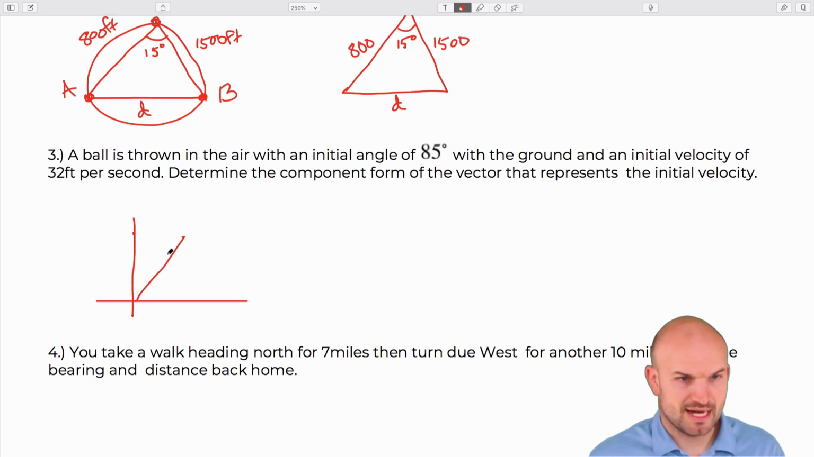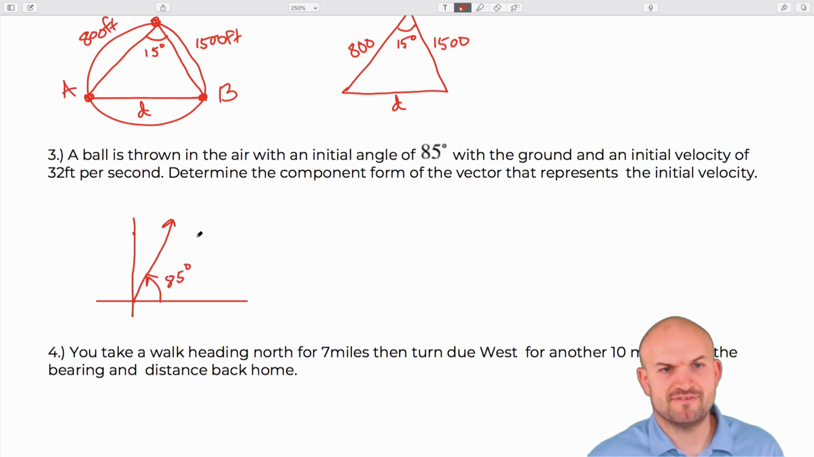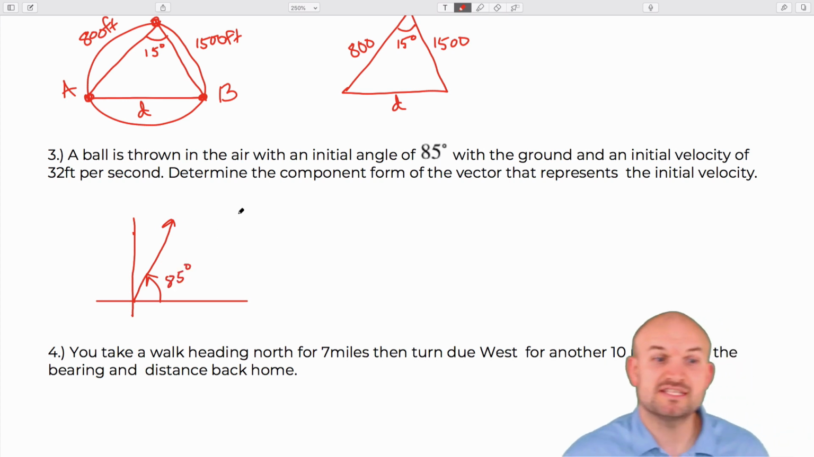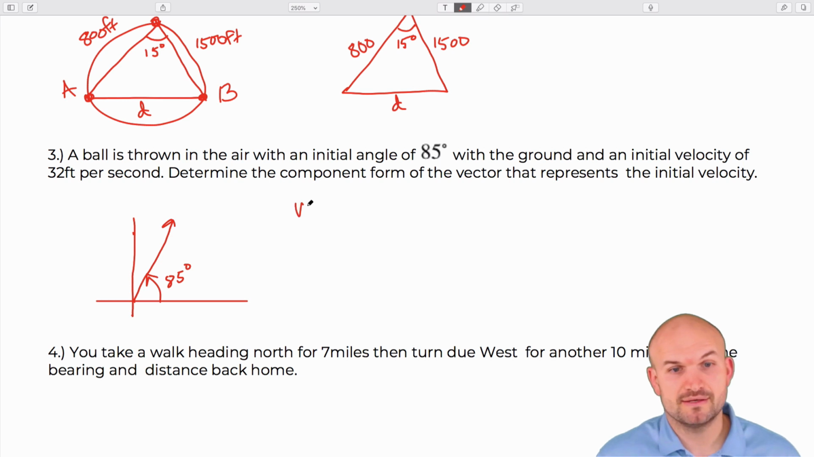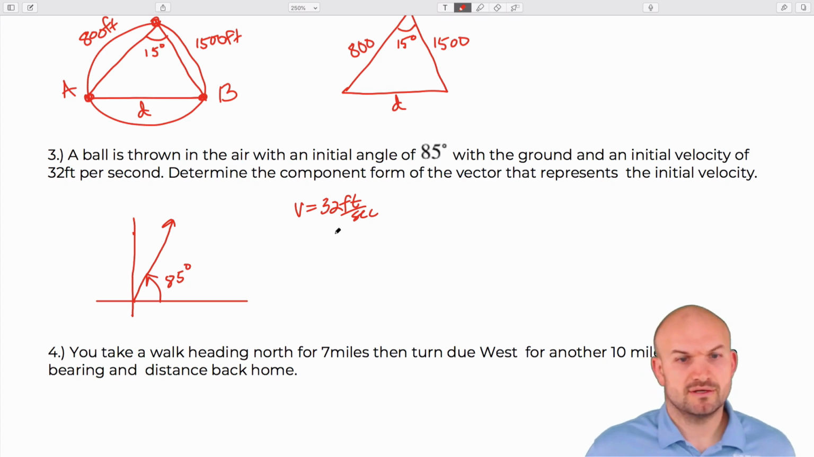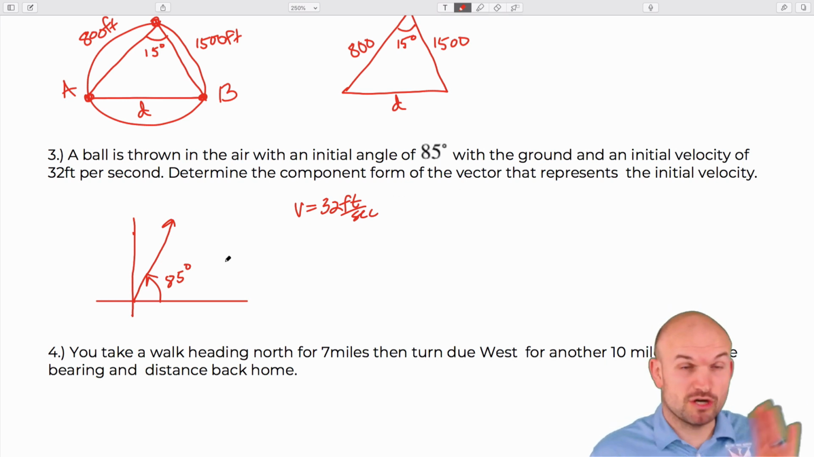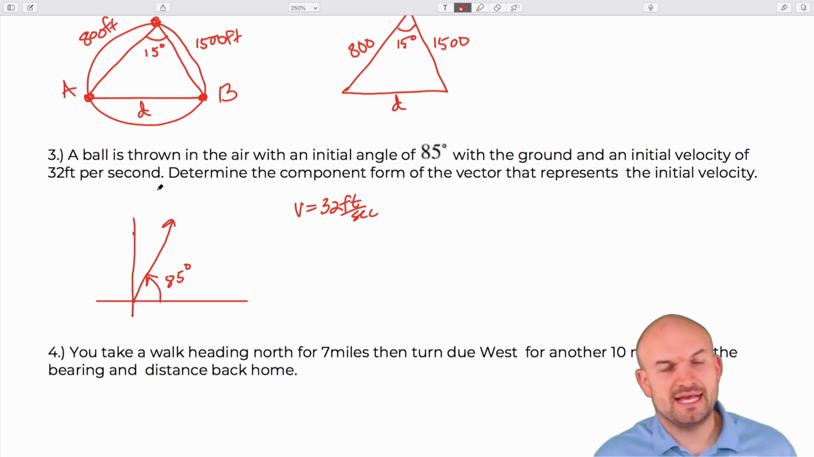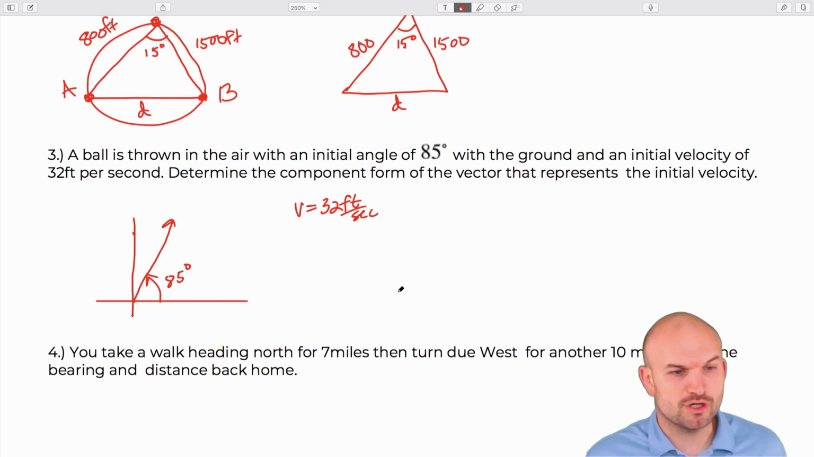Actually, it's going to be a little bit higher, won't it? So I'll draw the vector a little bit like this. Okay, so we'll say that is going to be 85 degrees. And then this one is going to have a velocity of 32 feet per second. All right. Okay, and that's really all the information we have. We just know that the ball is being thrown up in that direction, and then we'll kind of go from there.